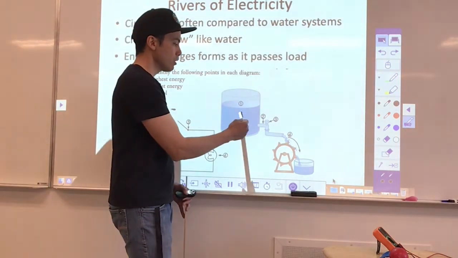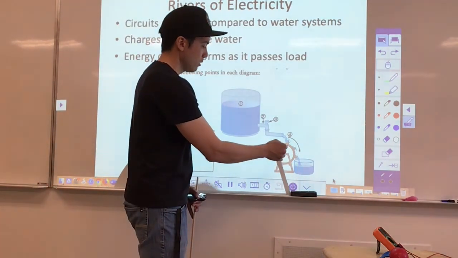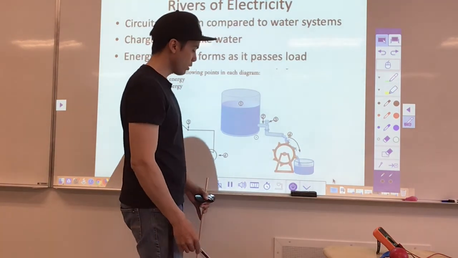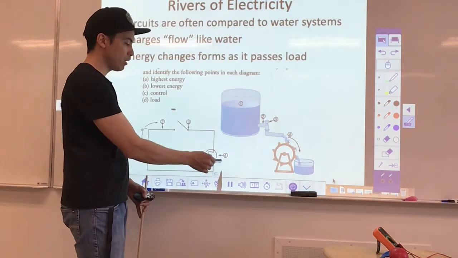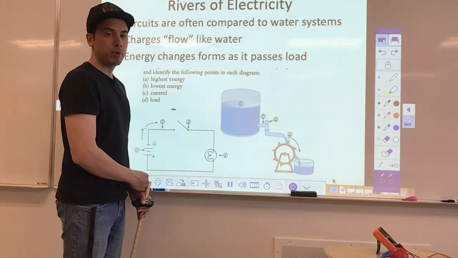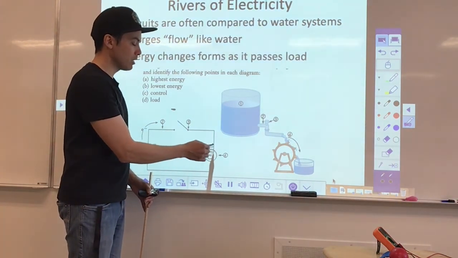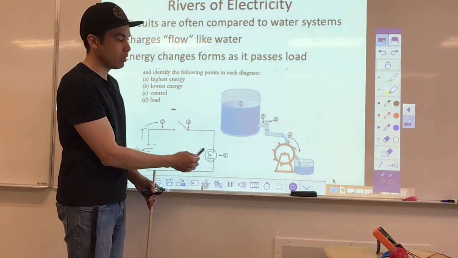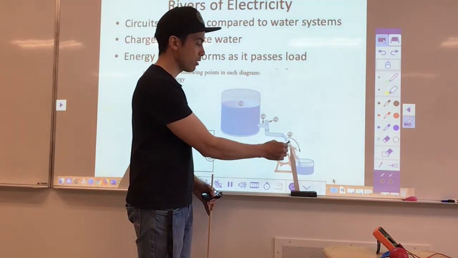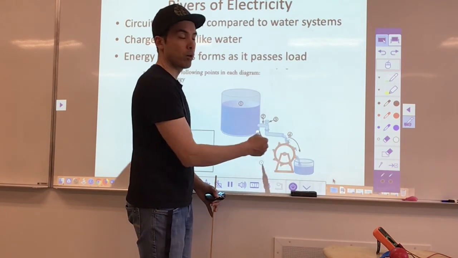And we have a load. So this water is doing a job. It's turning this water wheel. This is comparable to our light bulb here. The energy from these electrons is being used to power this bulb. In the same way, the energy from this water is being used to make this water wheel spin.